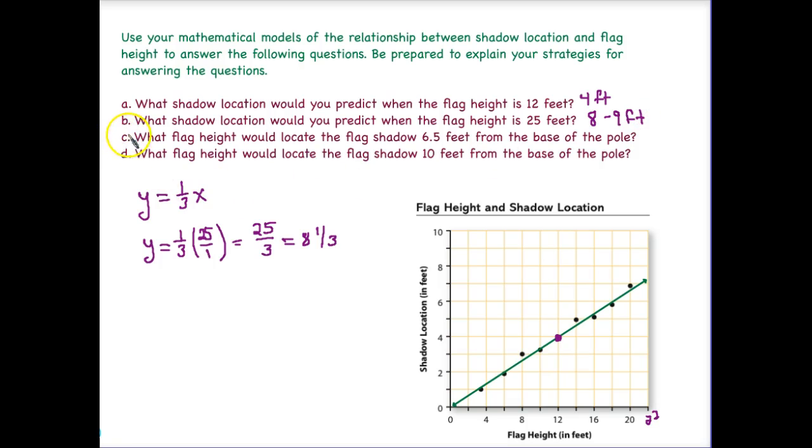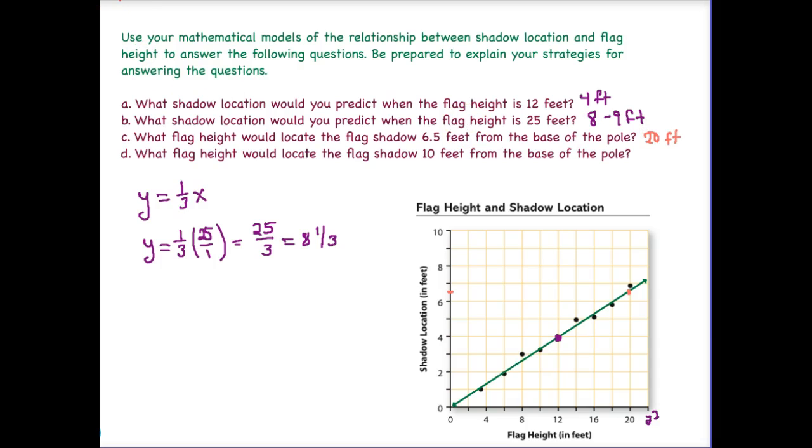Let's look at the next one, letter C, or the third one here. What flag height would locate the flag shadow 6.5 feet from the base of the pole? This one we can answer from the graph. If the flag shadow is 6.5 feet from the base of the pole, that's about right here on our graph. So if I come across, I can see that that hits the line about right here, right around 20 feet.